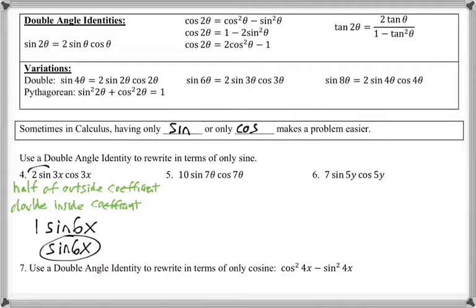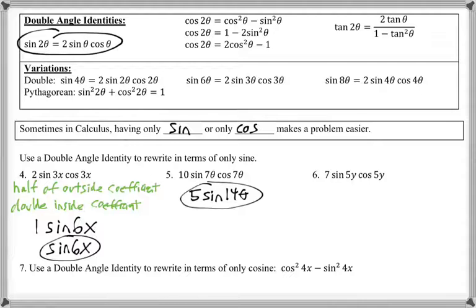So I've expressed this now only using sine. I no longer have a sine and a cosine. For number 5, I'm going to do the same thing. I'm going to take half of the outside coefficient. So instead of 10, it's going to be 5. And it's sine of double the inside coefficient. So 14 theta. So I'm really using that identity and then the variations of it.